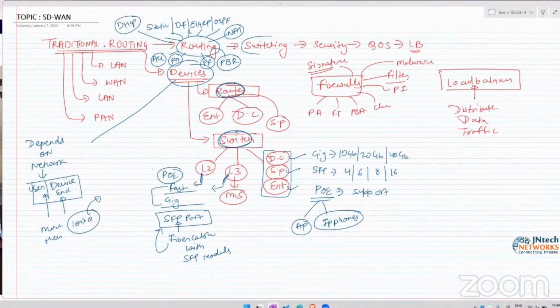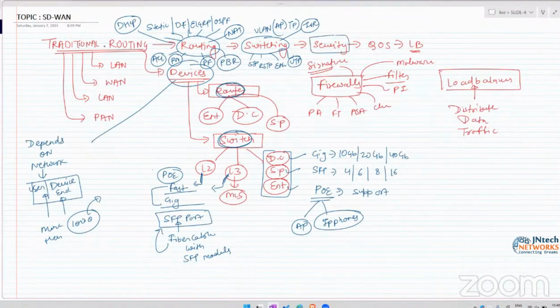Now if you discuss switching, in switching we discuss VLAN. Access port, AP means access port. TP, trunk port. We use inter-VLAN routing to communicate between different VLANs. STP, RSTP, EtherChannel. Clear? In some scenarios we are using VTP. Okay, in security, we implement port security. We implement DHCP snooping, IP source guard, and ARP inspection.